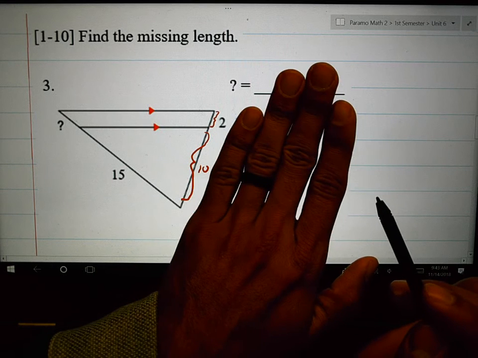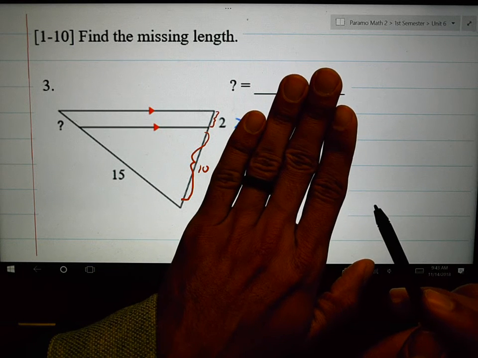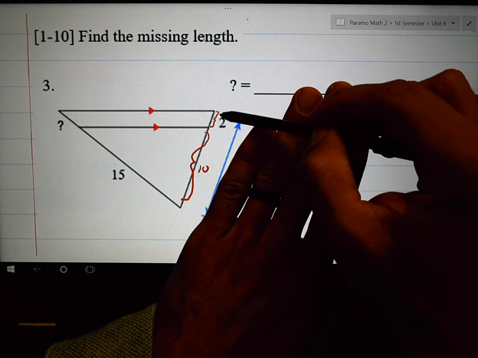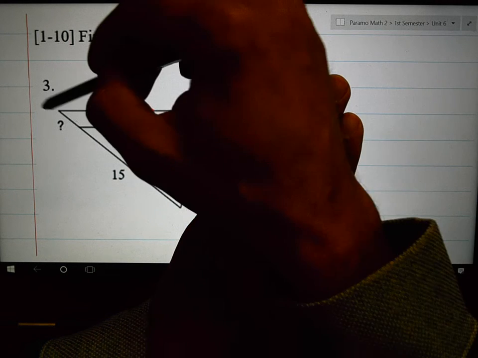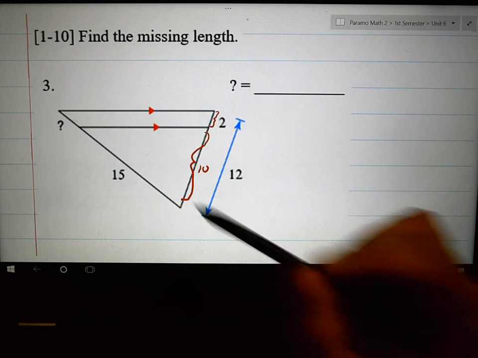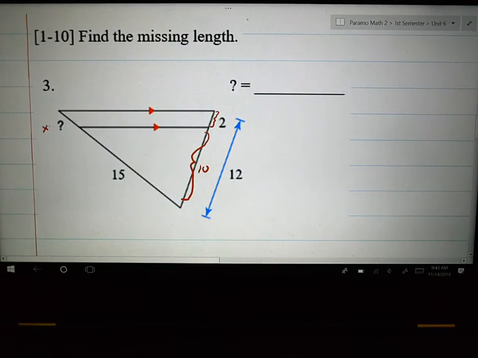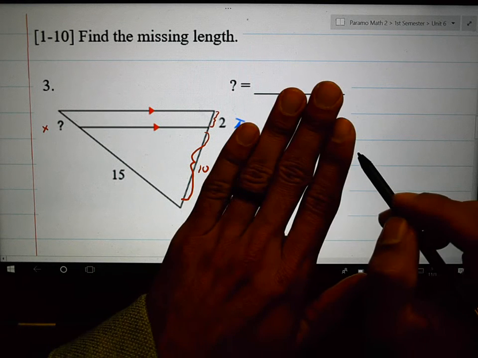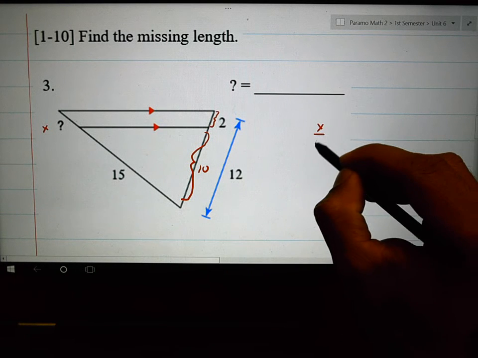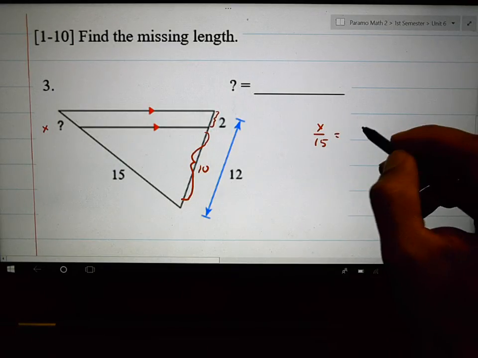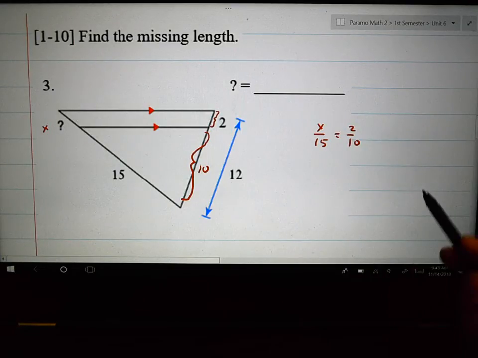I can now use the side splitter theorem. Why can I use the side splitter? Because these 2 are parallel, and I can do this side over this side equals this side over this side. Well, you can call this whatever you want to. You can call it a question mark. You can call it X. Let's figure out what that question mark is. Let's use the side splitter. X over 15 should be equal to the 2 over the 10.